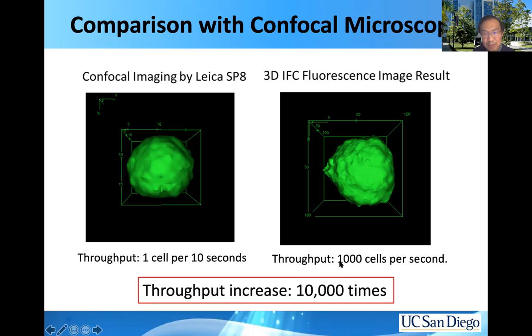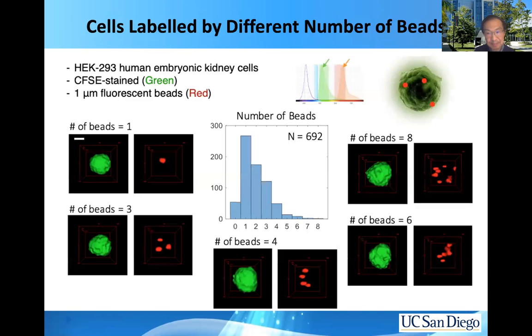So we have a throughput improvement by a factor of 10,000 that allows the system to be very useful to produce spatial biology information that will need to handle millions of cells.